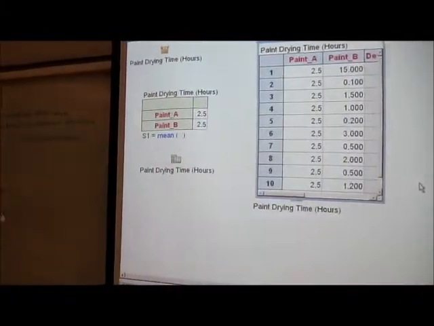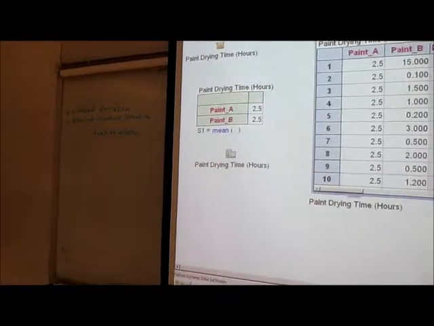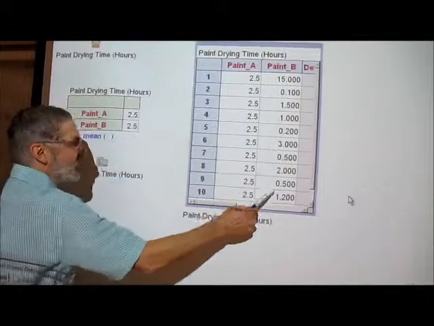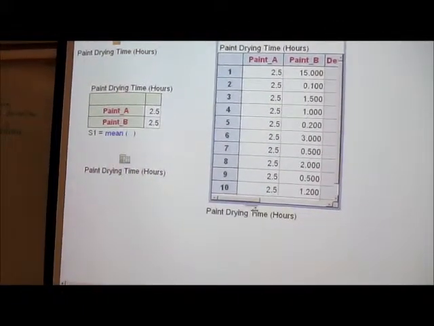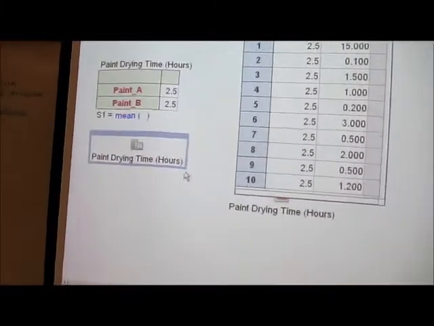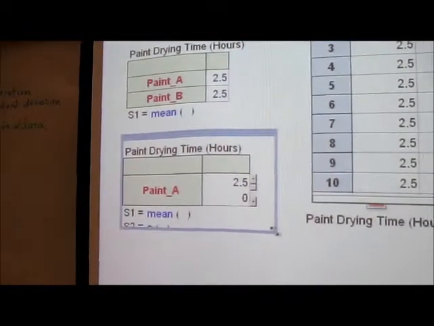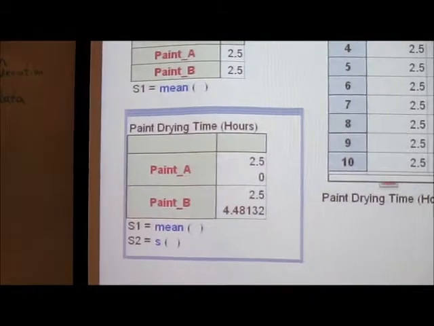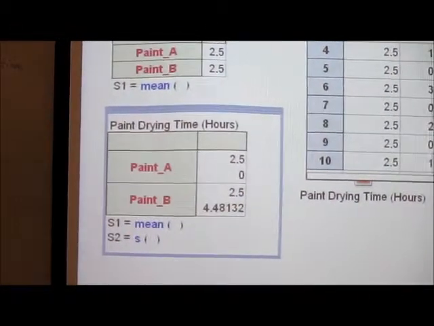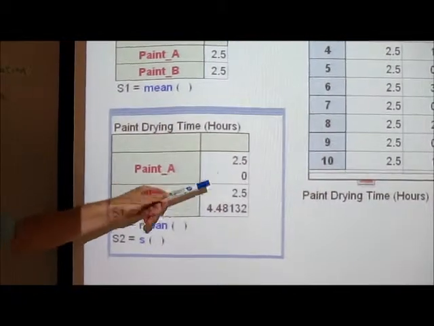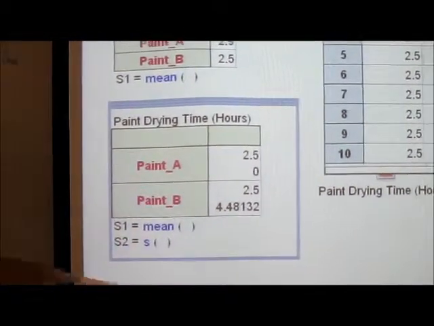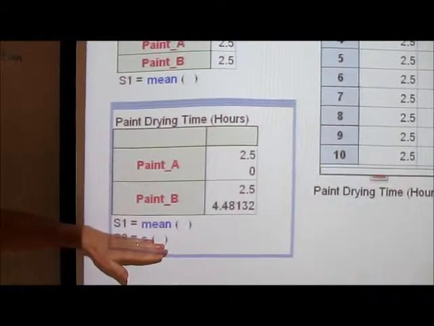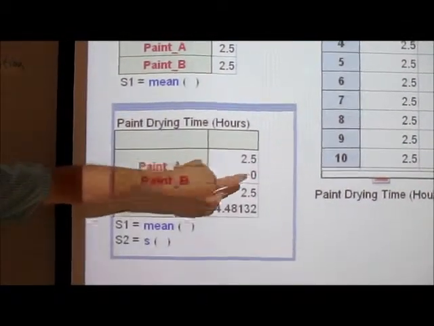So let's look at the number and then we'll show how to do the calculation. If I were to find the standard deviation for paint A and the standard deviation for paint B, I would end up with these values. This repeats the mean for paint A and paint B, and you can see the second number for paint A and the second number for paint B are what this software calls S, or the standard deviation. And we see a standard deviation of 0 for paint A.